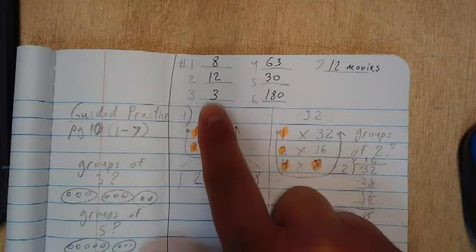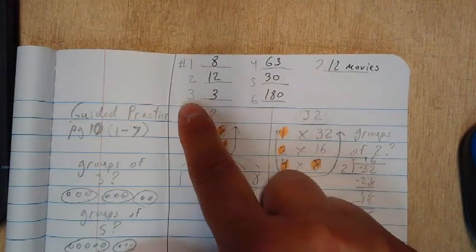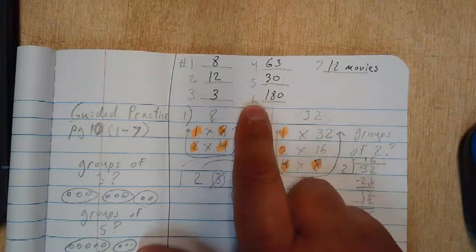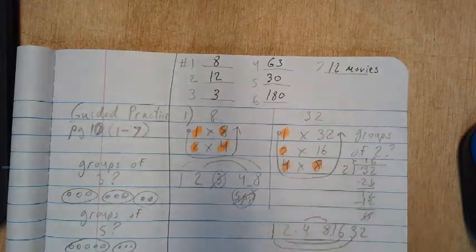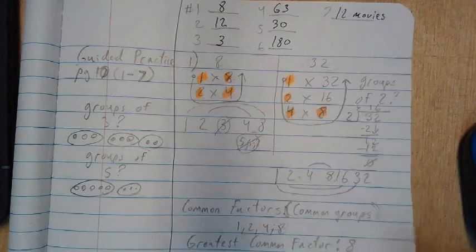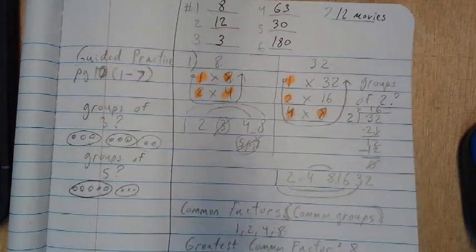For the guided practice, number 1 is 8, number 2, the answer is 12, number 3, the answer is 3, number 4, the answer is 63, number 5, the answer is 30, number 6, 180, and number 7 is 12 movies. So as you look through the notes, just see if you can get the answer that's there. I tried to show as many ways as possible. Good luck.